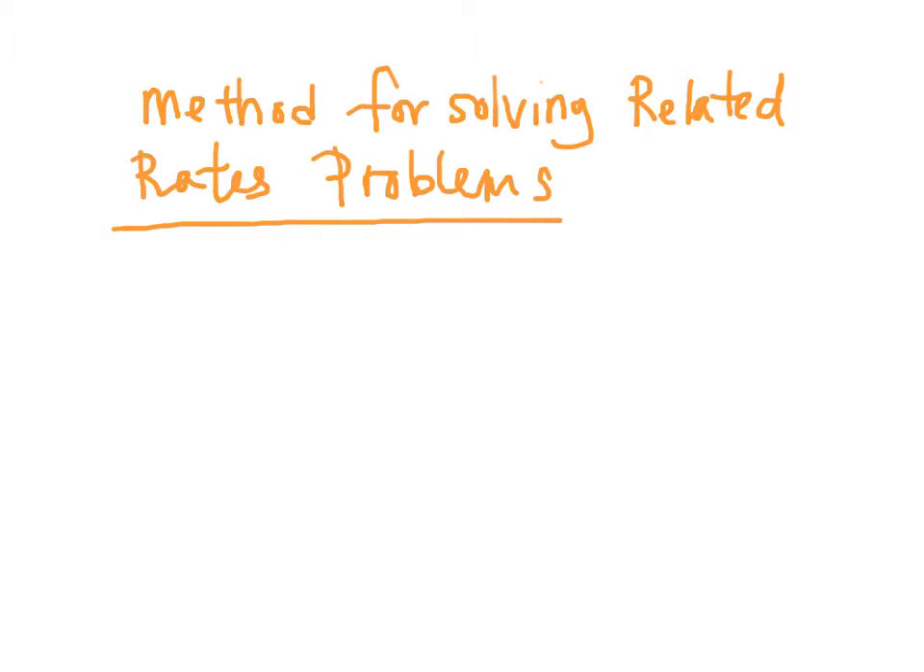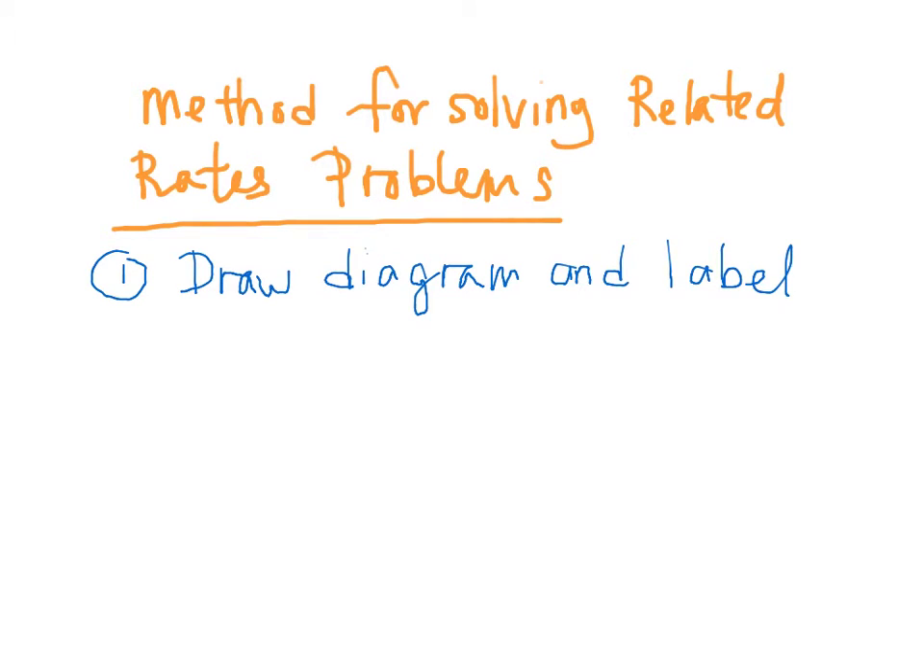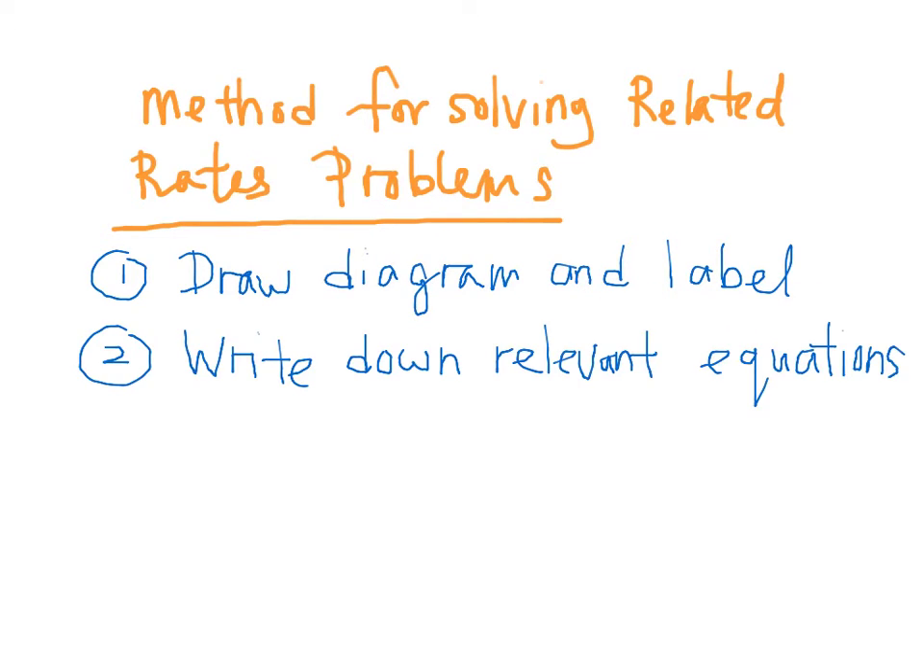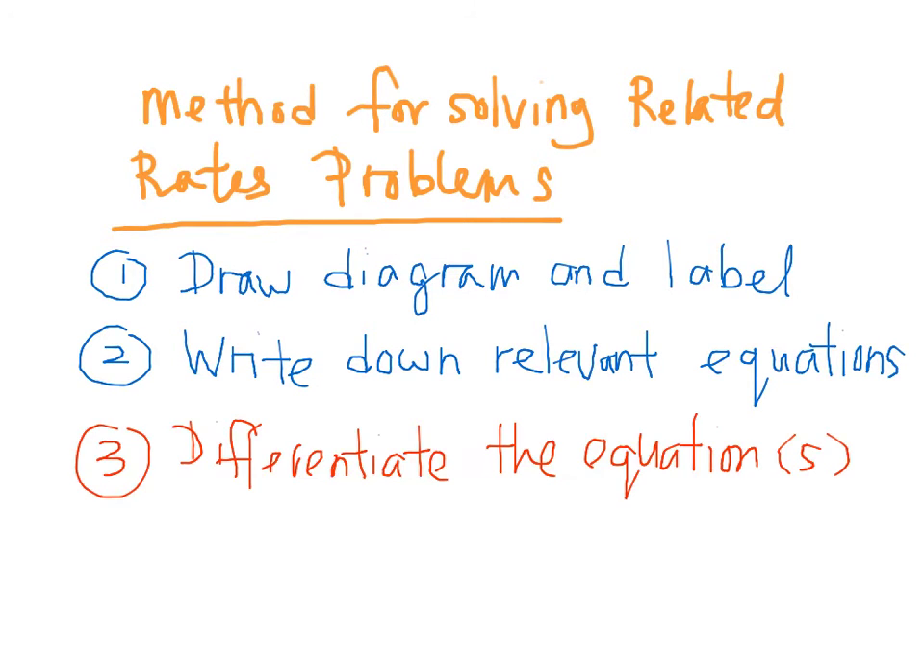There's a very effective method for solving related rates problems. It involves three steps mainly. Having read the question and understood it, you should draw a diagram to illustrate the situation and label those variables and information. And then you write down the relevant equations. Just look at the question and decide what equations to write down. And then very often you are required to differentiate the equation that you formed in step 2. There might be more than one.